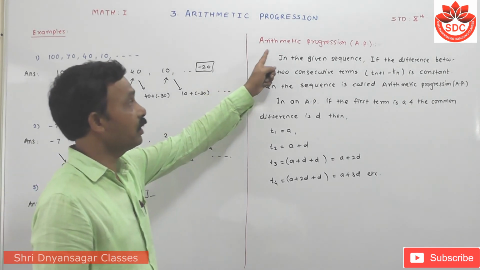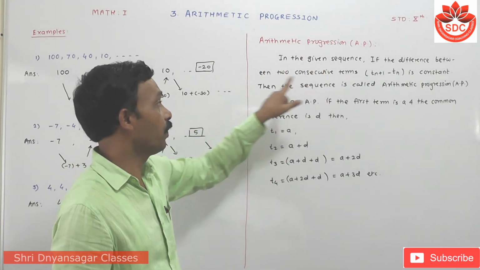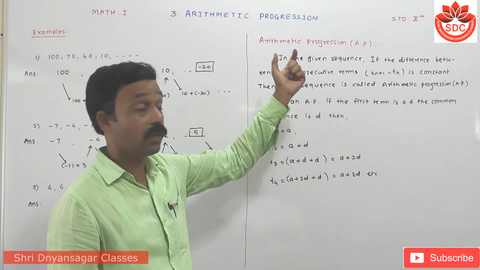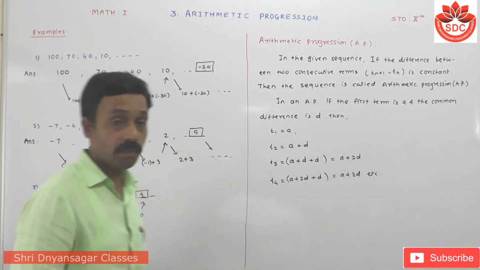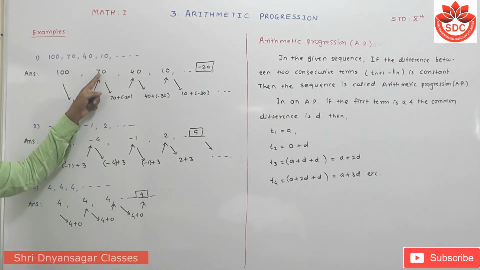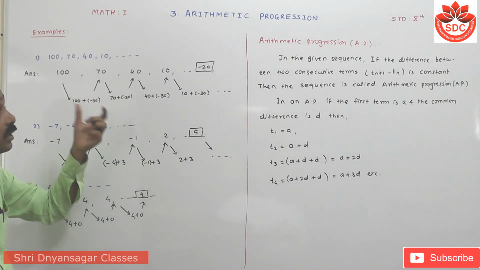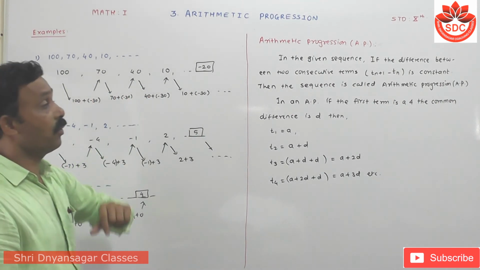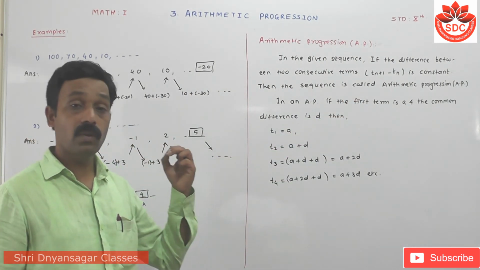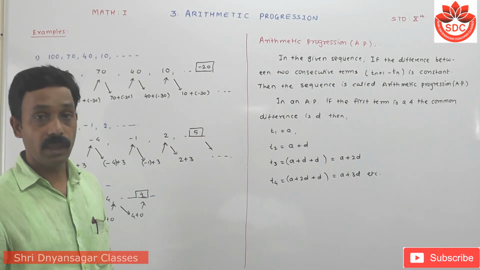Now therefore, the definition of arithmetic progression is: in the given sequence, if the difference between two consecutive terms is constant, the difference is 30. Here is 30, here is 30, here is also 30. This is the same. So such types of examples are called an arithmetic progression. Means that if the difference between two consecutive terms is constant, then the sequence is called an arithmetic progression.